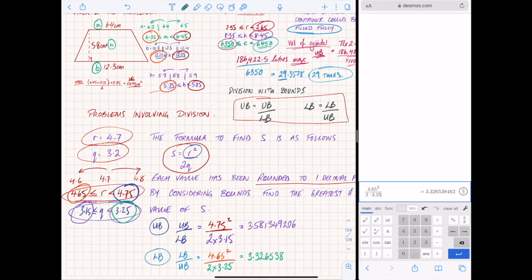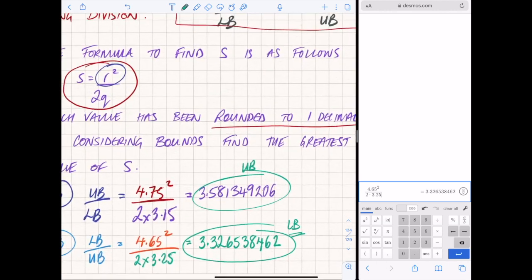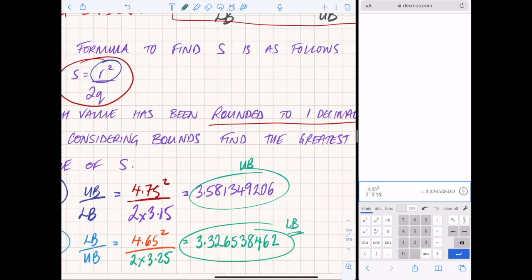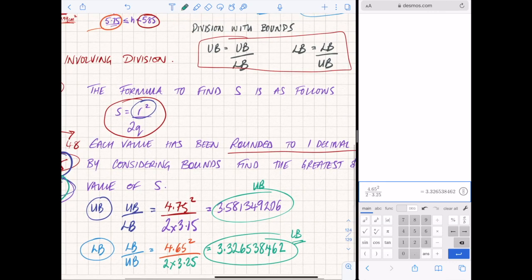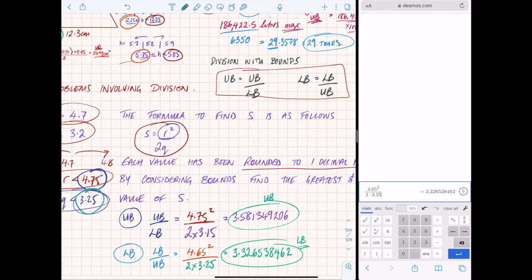3.326538462. So this is my upper bound for the value of S, and this is my lower bound for the value of S. Now, a lot of the time in an exam, you'll find that these two numbers might round to a similar number, so they both might round to something like 3.5, or they both might round to 3.6. But because they don't both round to a particular number, I can't leave my answer in any other way. I'm just going to leave it as 3.58 as my upper bound and 3.33 for your lower bound, depending on what it's asking you to do.